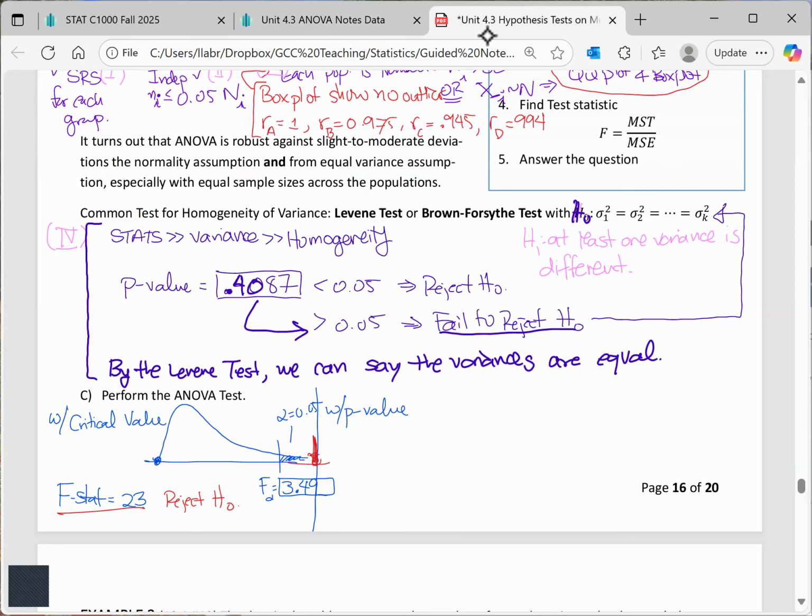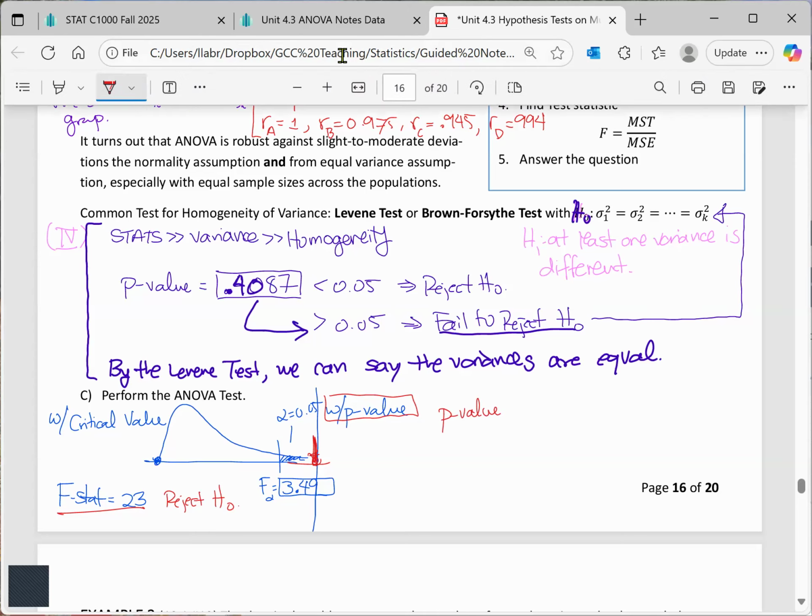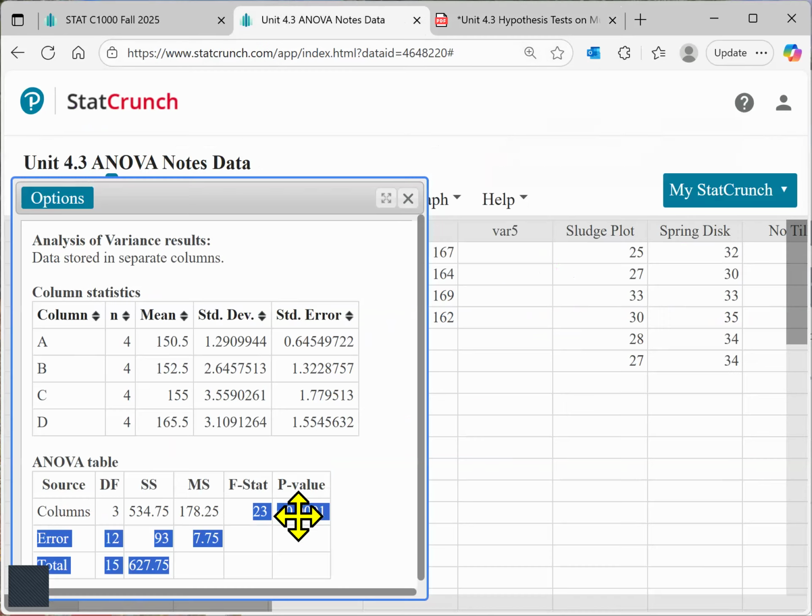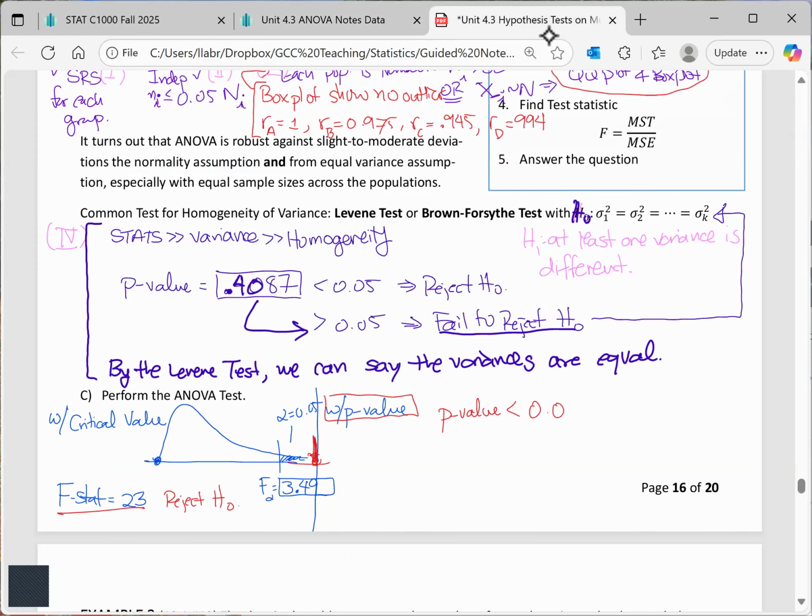I don't recommend that you do it this way because it takes a lot of work. I recommend that you do it using the p-value. So it'll be easy, kind of like the Levene test. Just simply read the p-value off of your ANOVA output. My p-value here is tiny. It's less than 0.0001. In other words, that's less than alpha.